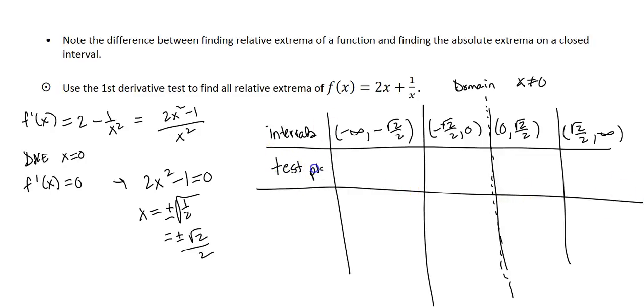So let's pick our test points. Negative root 2 over 2 is about negative 0.7, so we could pick negative 1. Here I might want to pick something like negative 1/2 because I can't pick an integer between negative 0.7 and 0. Here I'll pick positive 1/2, and here I'll pick positive 1.